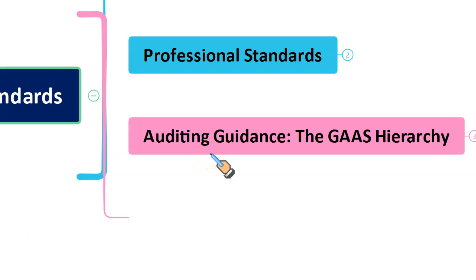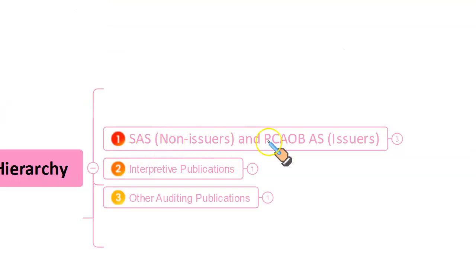Next we have the auditing guidance, the GAAS hierarchy. It will show you the professional standards from most authoritative to least authoritative. Let us see it in detail. SAS issued by the AICPA and AS issued by the PCAOB have got the most authoritative status. They are the most authoritative. And other auditing publications are the least authoritative. Let us discuss these one by one. And there are different terms we need to know, like how must, should, may, or might are interpreted in the standards. So it's important.